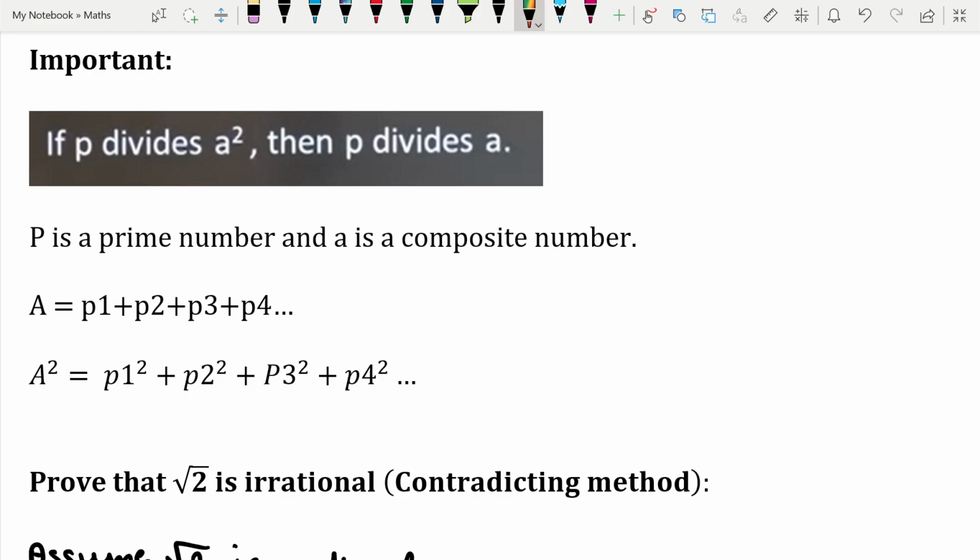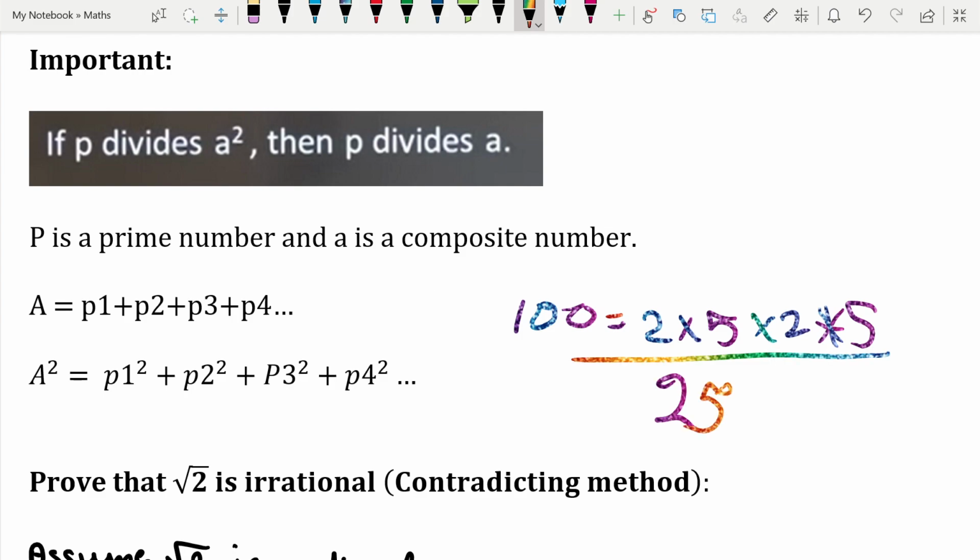If p is a prime number and a is a composite number, very important. We're not talking about any other numbers other than prime numbers, only prime numbers. See, the problem before was that we had 2 times 5 times 2 times 5, and we can divide it by 25, we can divide it by 4, but we cannot divide 10 by 25 or 4.